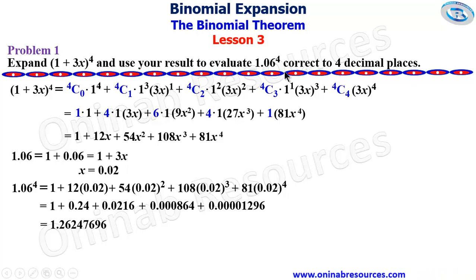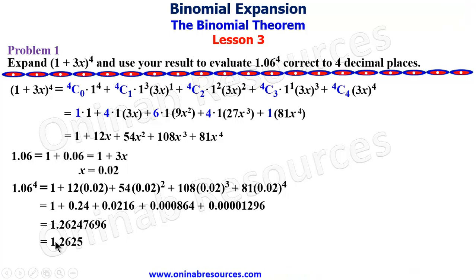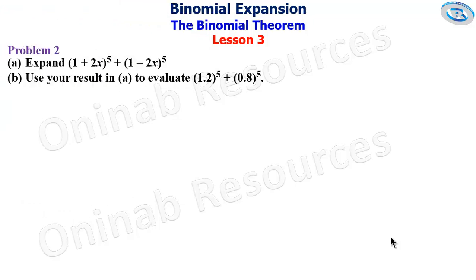So summing them up, we have 1.26247696, and we are to give our answer to 4 decimal places. So we are going to have 1, 2, 3, 4. So we check the 5th digit, which is 7. We round it up by adding 1 to 4. So our final answer is 1.2625. And that's the end of solution to problem 1. We then go to problem 2.